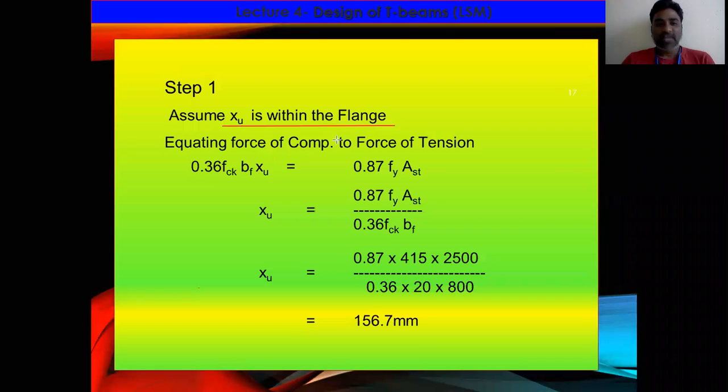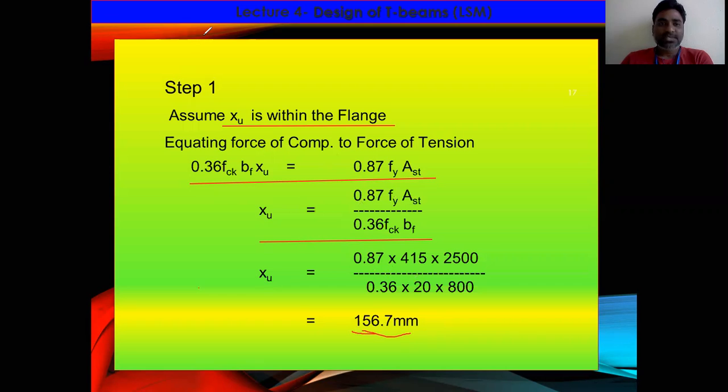Within the flange. So equating compression force equal to tension force, that is 0.36 fck bf xu is equal to 0.87 fy Ast. So from this I can find out xu is equal to 0.87 fy Ast by 0.36 fck bf. So from this equation, if you substitute the values, xu is equal to 156.7 mm. Right? So this is the depth of neutral axis.